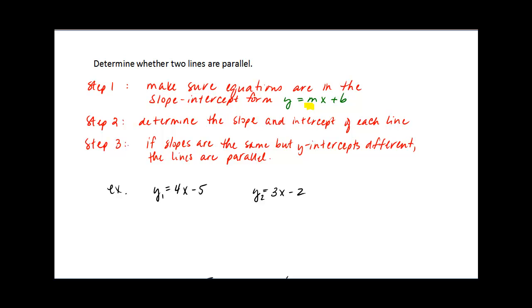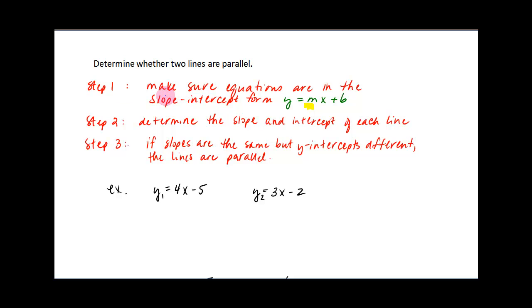The next step would be to determine the slope and the intercept of each line. And if the slopes are the same but the intercepts are different, then we can say that the lines are parallel. So let's practice with this first example here. I have the first line. I just put a 1 down here so we'd know that this is line 1. It is written as y1, y is equal to 4x minus 5. And my second line is y is equal to 3x minus 2.